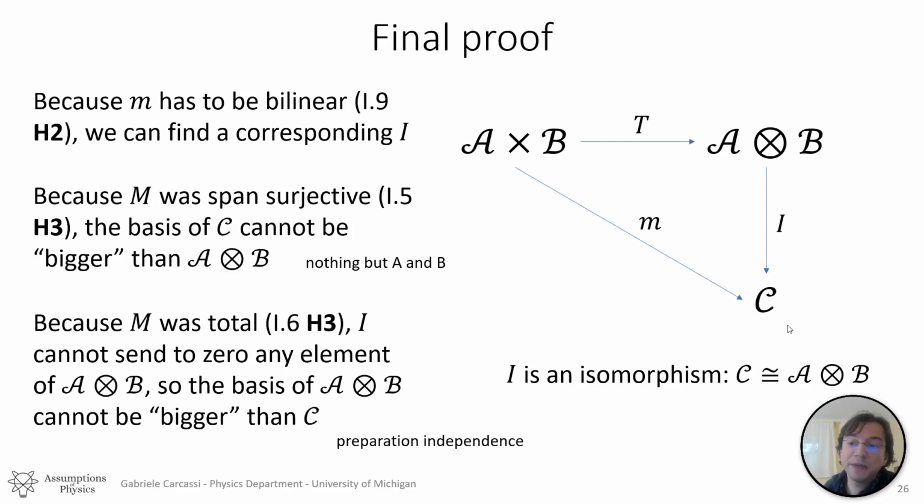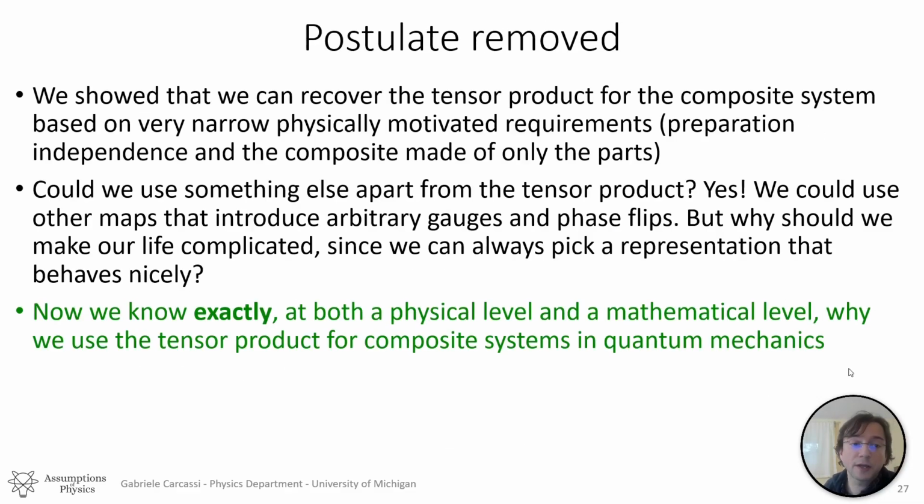We have a linear map that basically makes these two things coincide. And this means that we can always think of the composite system as the tensor product, and this map I, we can just think of as an identity. And that's it. That proves that the composite system is the tensor product. So we showed that we can recover the tensor product for the composite system based on very narrow, physically motivated requirements: that we have preparation independence, and the composite is made only of the parts.